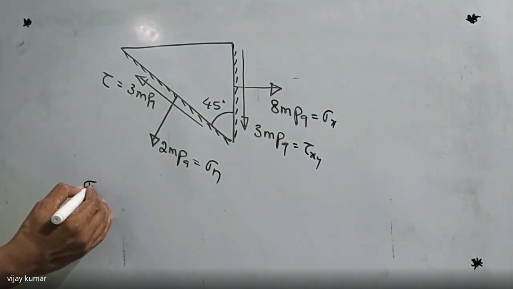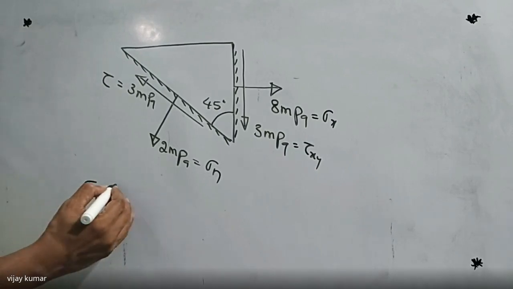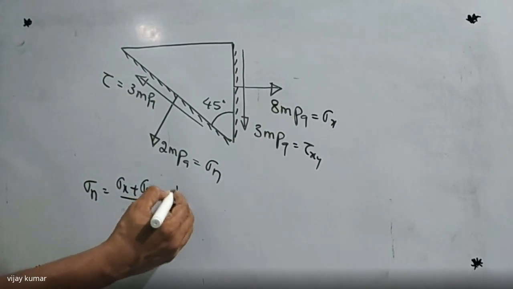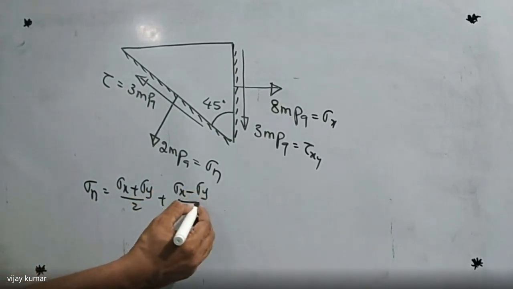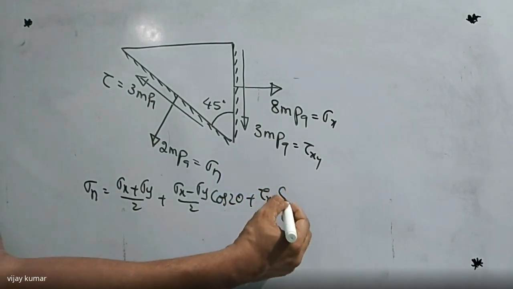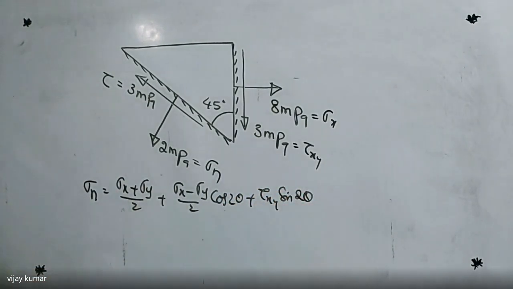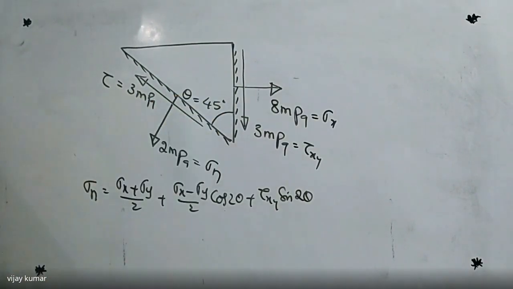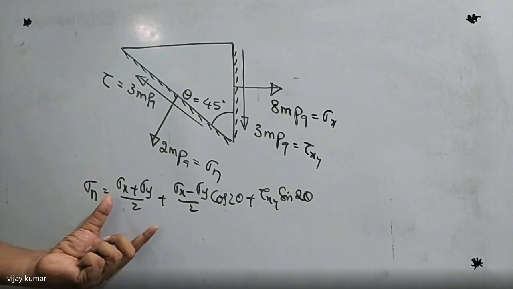In case of biaxial and general case, sigma n is equal to (sigma x plus sigma y) by 2, plus (sigma x minus sigma y) by 2 into cos 2 theta, plus tau xy into sin 2 theta. You get my point? But what is theta given? Theta is equal to how much? 45 degrees is given. So substitute all those values here.